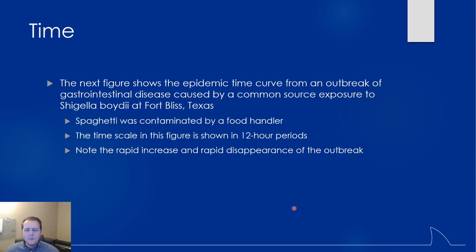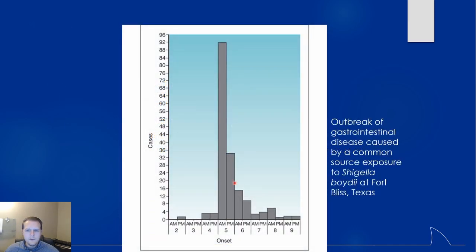And you see the time scale is going to actually be in 12-hour periods, and the time period is going to be dependent on the type of outbreak you're looking at. And you'll notice a pretty rapid increase and then rapid decrease of the outbreak. So you can see here that every time period is being broken up by 12-hour time breaks, right? And again, the numbers here are actual days, and the number of cases here.